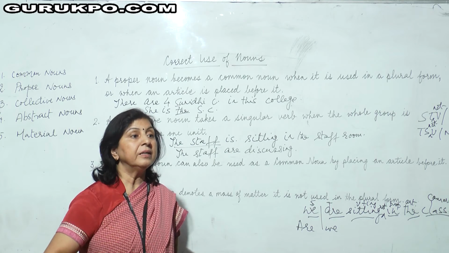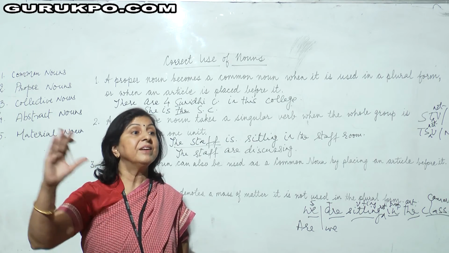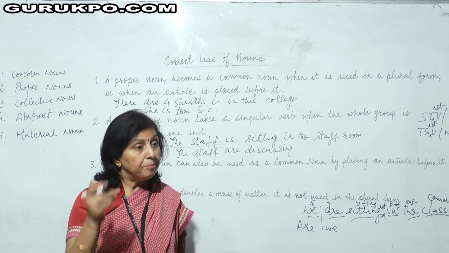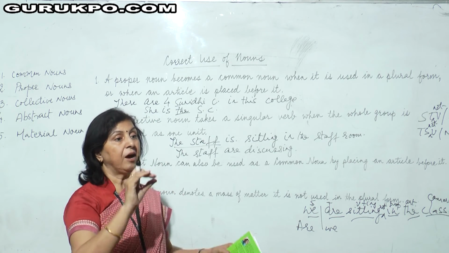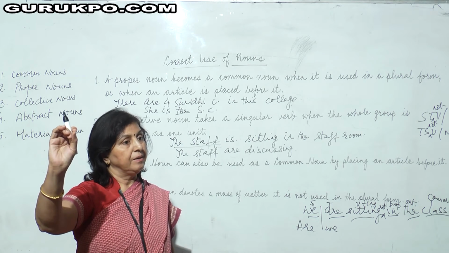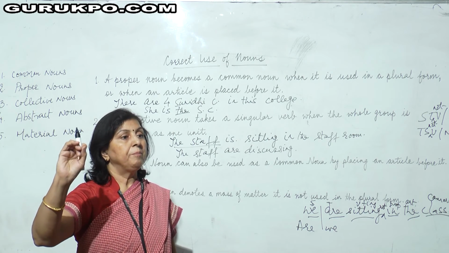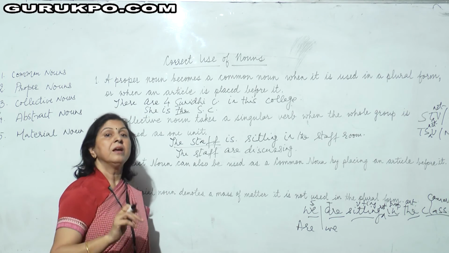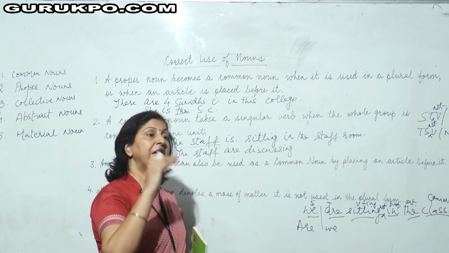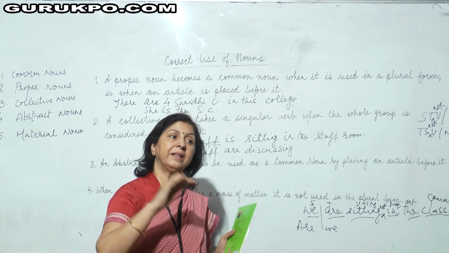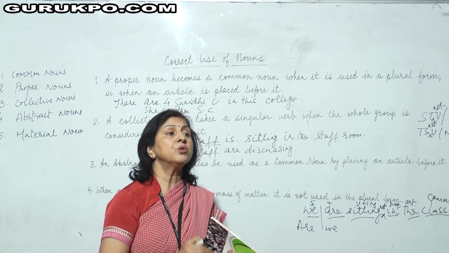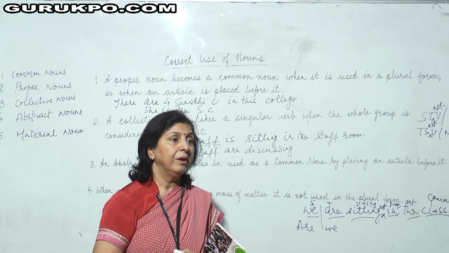There was a murder in the colony. The police are investigating the matter. Why police are? Because police is a noun which always takes a verb in plural. People are, police are. There are certain nouns which are used only in singular form, whether they are in singular or plural form.